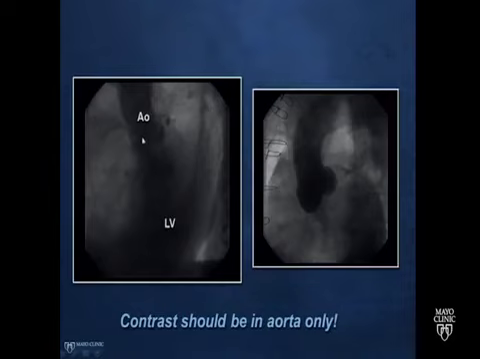Here's an example of AR. So remember, here's a catheter in the aorta. Remember that dye should stay in the aorta. It should not go into the LV. If you see an aortogram like this, it should actually look like this instead.